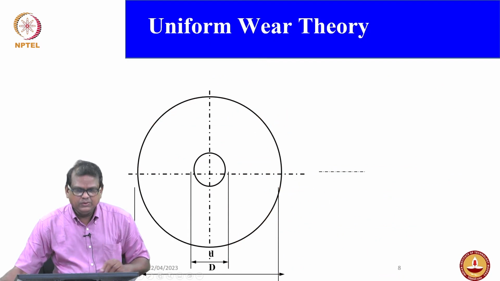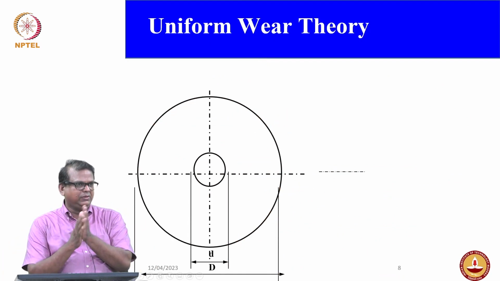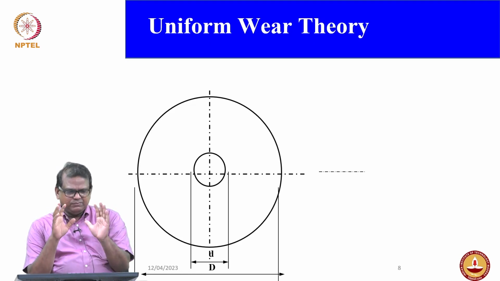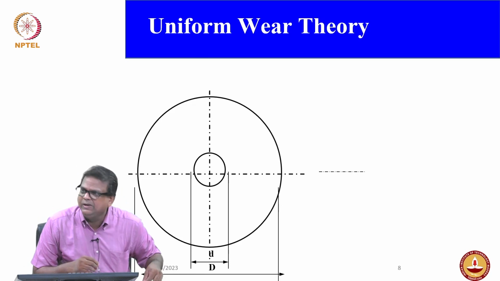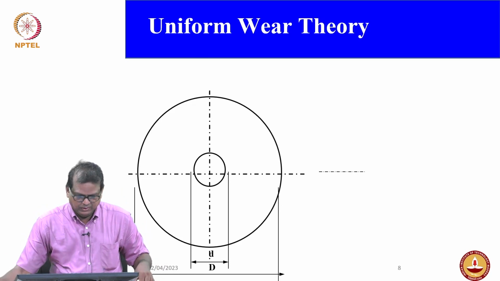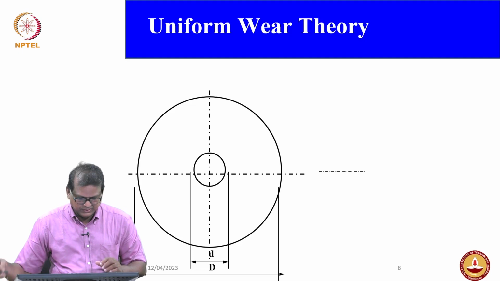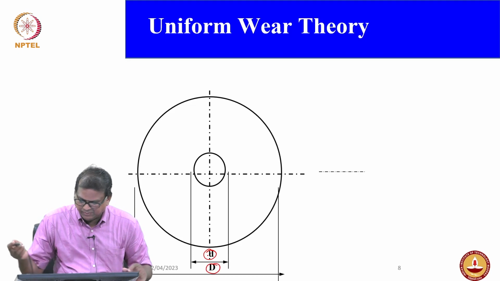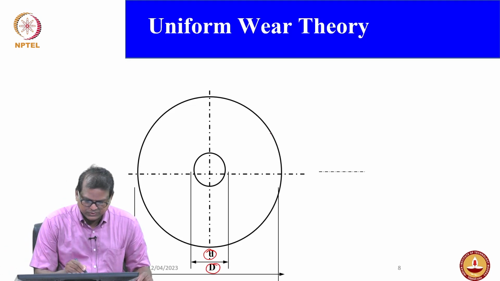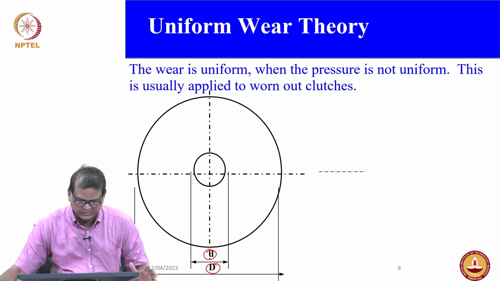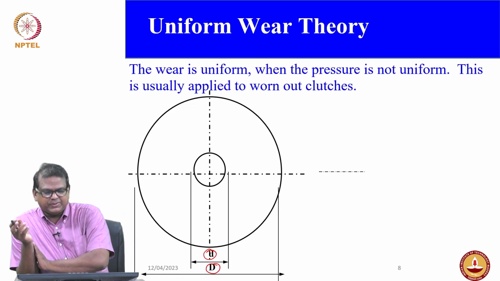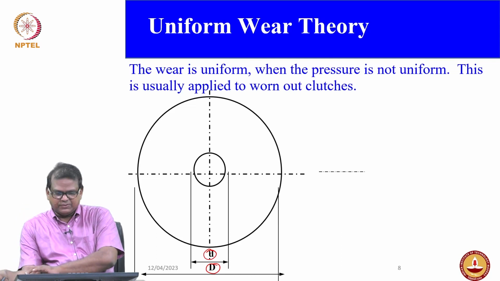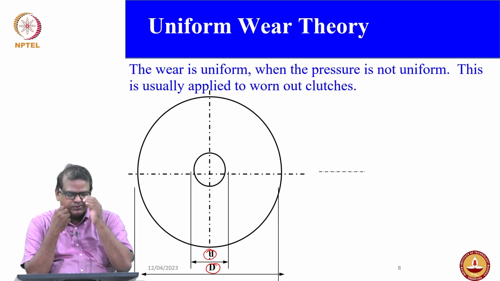Now, uniform wear theory. So far this was the uniform pressure theory. What do you understand by uniform wear theory? Why is there a uniform wear theory concept in clutches? With the same setup, small d is the inner diameter and capital D is the outer diameter. This entire portion is the friction lining, the surface area. The wear is uniform when the pressure is not uniform. This is usually applied to worn out surfaces on the clutches.